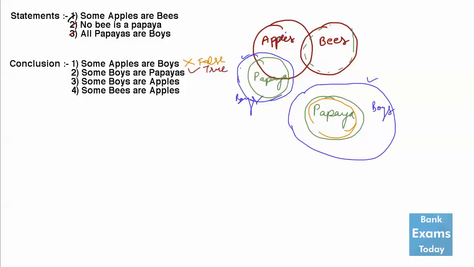Some boys are apples. If you look at this situation, here are apples and here are boys. So there is no relation between boys and apples. So this one is also false. Some bees are apples. So give a look to this part. A part of bees are apples. So this one is right.